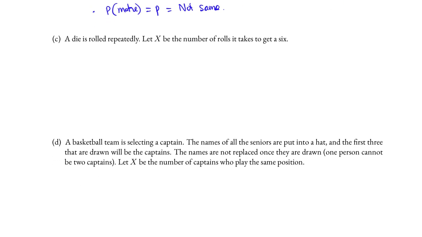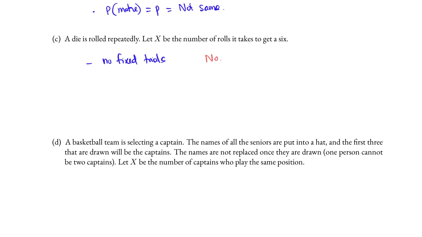C. A die is rolled repeatedly. Let x be the number of rolls it takes to get a 6. Is there a fixed number of trials? No. In this case, there are no fixed trials because we can do this repeatedly. There is no finite number of rolls. And so, because the first condition that we check is not satisfied, we can simply say no, this is not a binomial experiment, and we can just stop. We do not need to check other conditions.